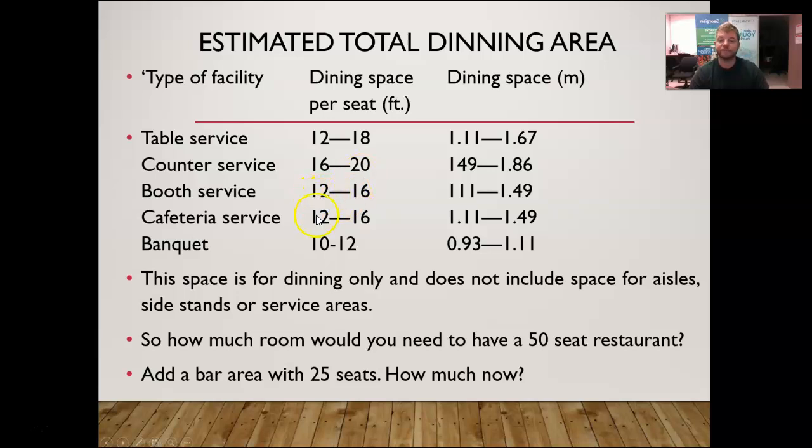Booth service is 12 to 16, cafeteria service 12 to 16, and banquet style is 10 to 12. So when you are looking at, hey, I want to develop different dining areas within my restaurant, you will have some counter service, that will be your bar. You'll have some table service, that'll be the tables that are kind of not up against a wall for the most part and have the ability to be flexible and joined together or pulled apart.